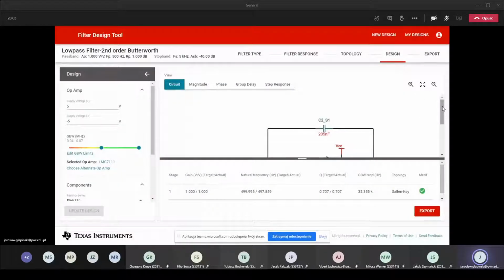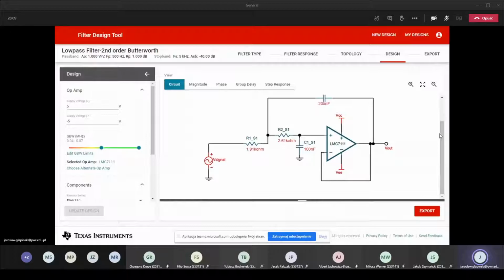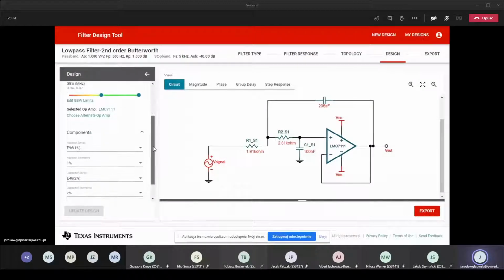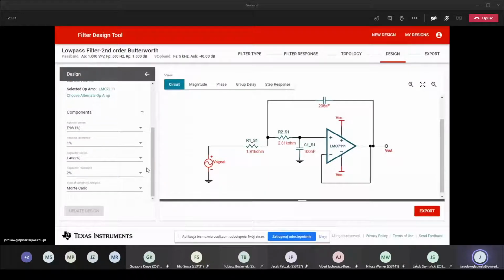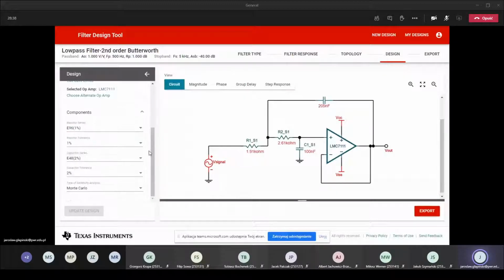The program calculates the parameters, what kind of resistors or capacitors we should use to achieve this 500 hertz frequency. As you can see, we do not have to calculate everything, and we just use such a tool. Of course, we do not have such a resistor, so we can recalculate this.